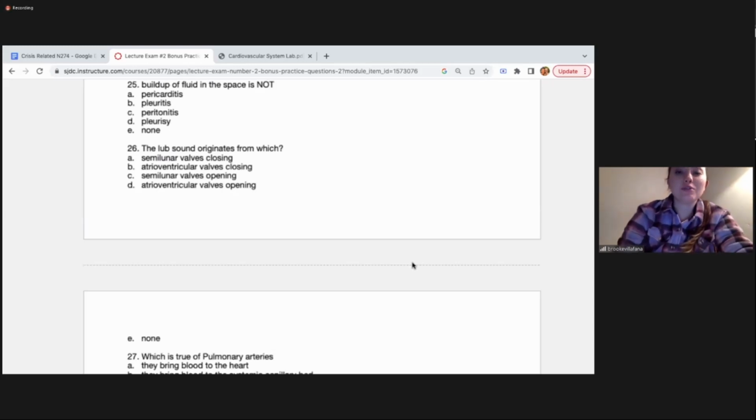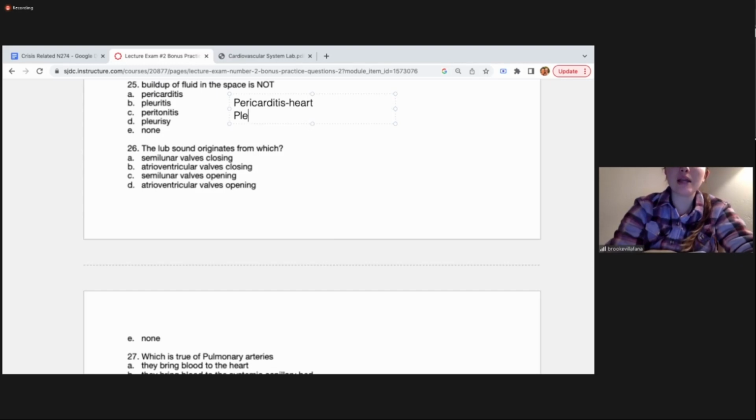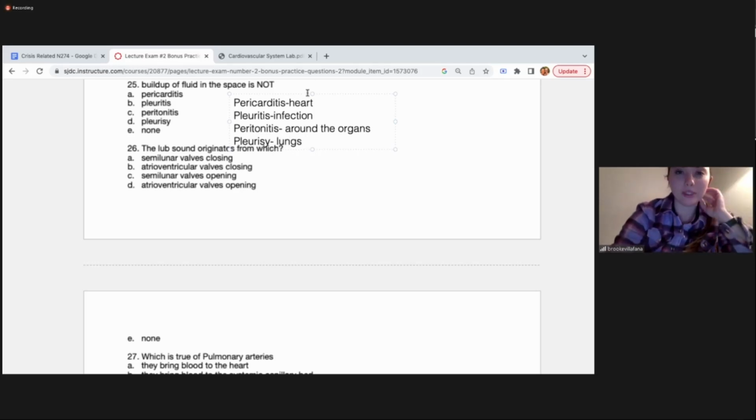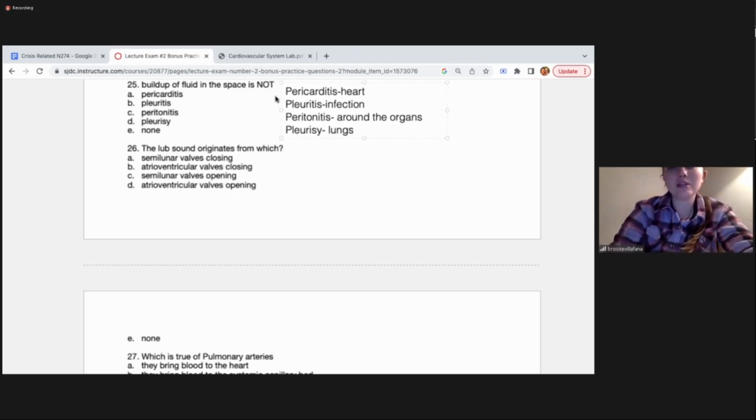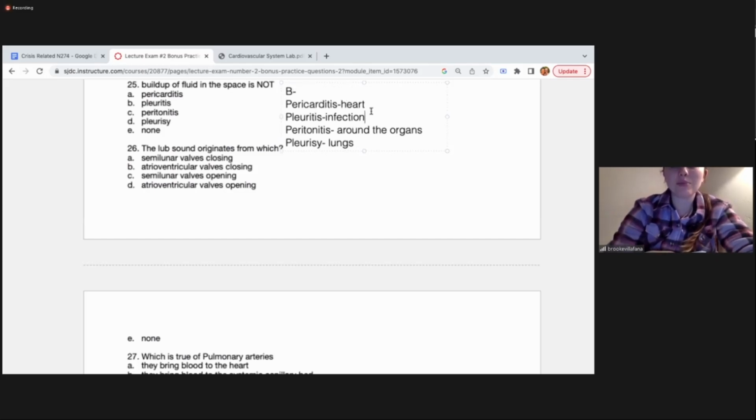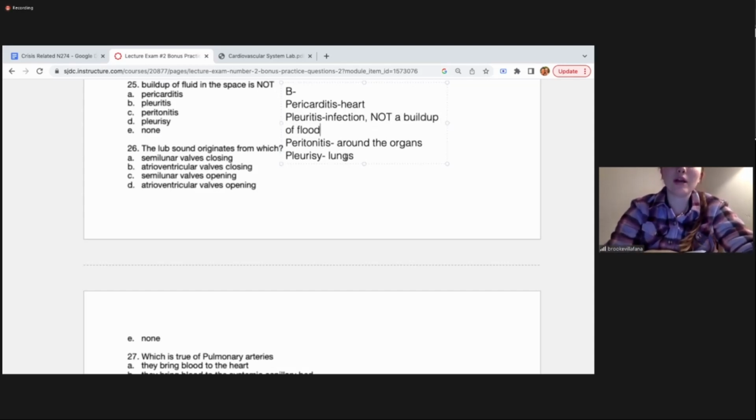Good. So you guys remember that when we learned about these different buildup of fluids, right? We learned that pericarditis is the buildup of fluid around the heart. Pleuritis is actually an infection, right? Peritonitis is a buildup of fluid around the organs. And actually, when you learned about it, pleurisy is actually true of the buildup of fluid around the lungs. So the correct answer here is actually B, because pleuritis represents an infection, not a buildup of fluid. Whereas pleurisy does represent the buildup of fluid around the lungs.